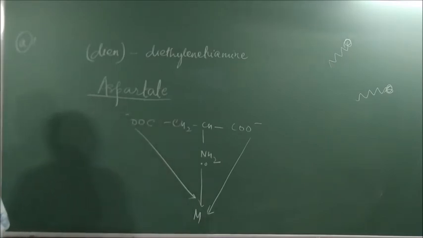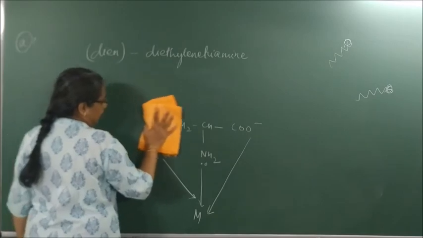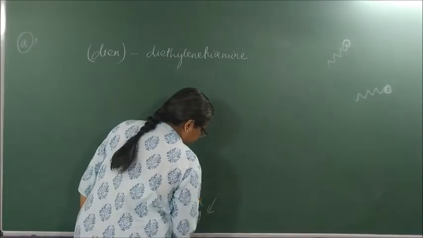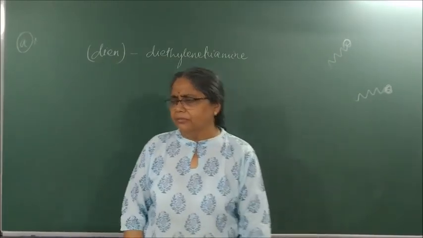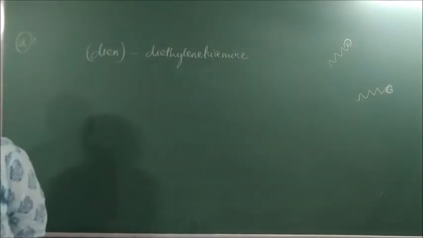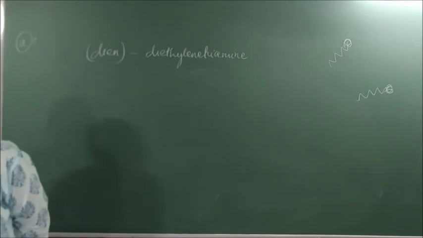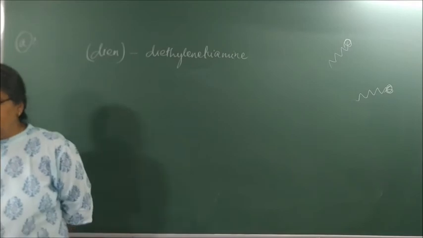Now, tetradentate ligand. Tetradentate ligand. You only write the definition now. These are ligands which can donate how many pairs of electrons? 4 pairs of electrons to the central metal atom or ion.